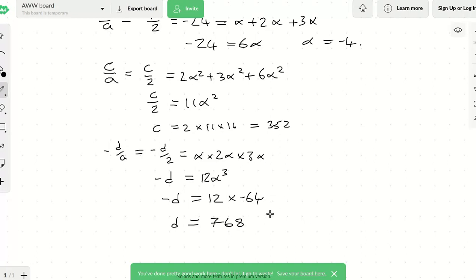768. Let me just check that on a calculator. You know what I'm like. 12 times 64. Should really get that right in my head, but yes, I did. Thank God for that. Okay, and that's a typical cubic question.